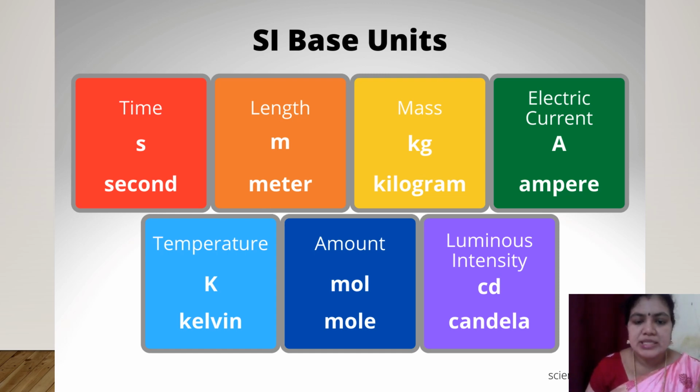So apart from these three basic quantities, time, length and mass, which are measured with the basic SI units, second, meter and kilogram, we have four other basic quantities: the electric current measured by ampere, temperature measured in Kelvin, amount in mole and luminous intensity in candela.